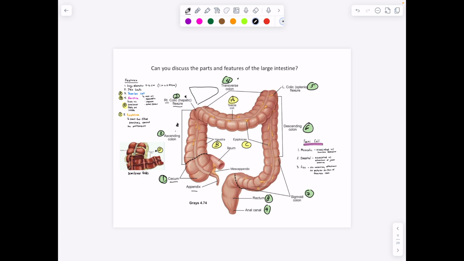Then after the ascending becomes transverse, you become descending, and same logic, you have another flexure, so this is the left colic flexure, left side of the body, colic because it's associated with the colon, and flexure is bend, and then splenic, because we know the spleen is located on the left side of the body. Then you have descending colon, sigmoid colon, and then we end in the rectum and anal canal, okay? Features of the large intestine are pretty straightforward.